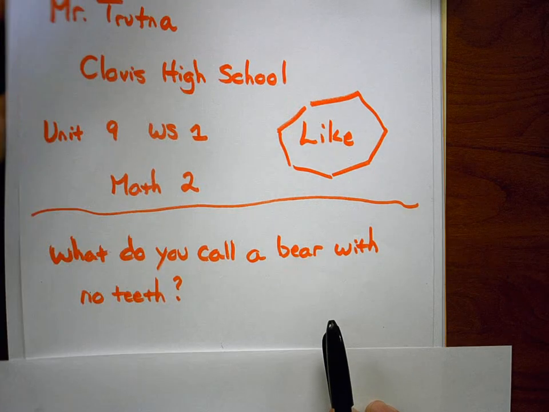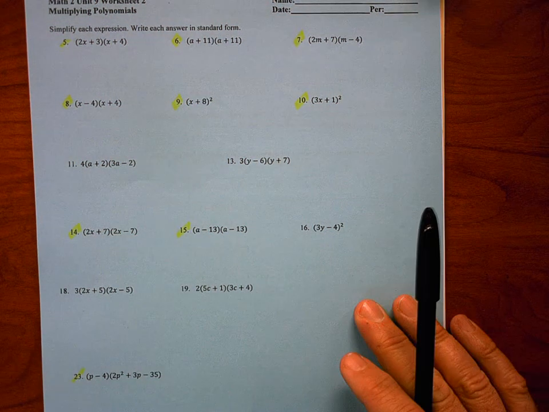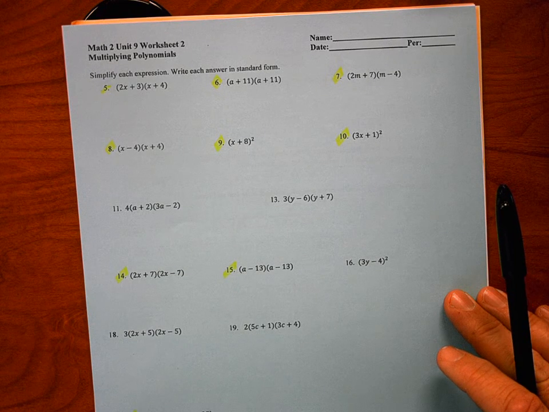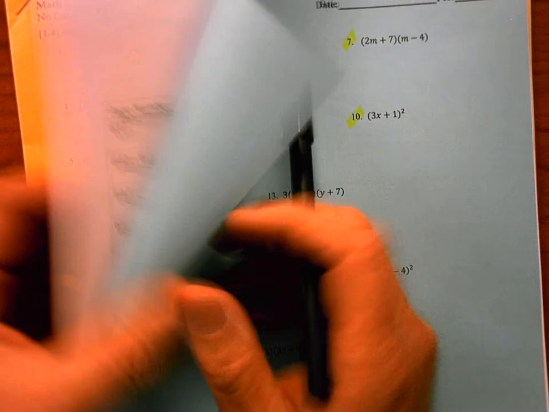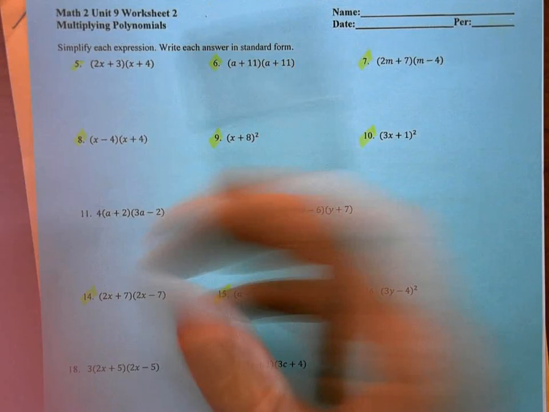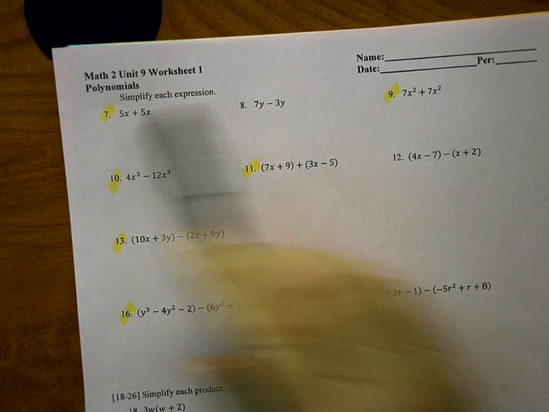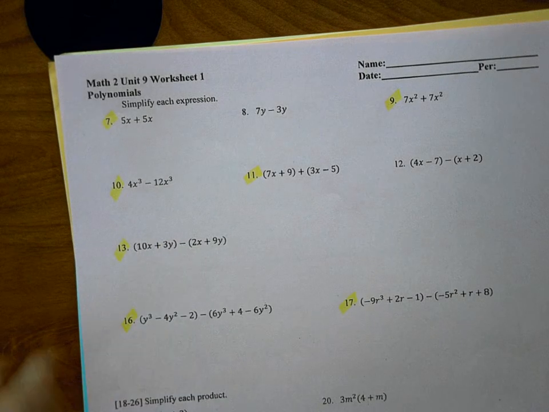Okay, so here's Worksheet 1. The ones highlighted are the ones that we're going to be working on. Sorry, that's Worksheet 2, I lie. This is Worksheet 1 right here. I'm not going to do every problem. I'm just going to start with number 7, and I'm going to skip every other one. So we're simplifying each expression.